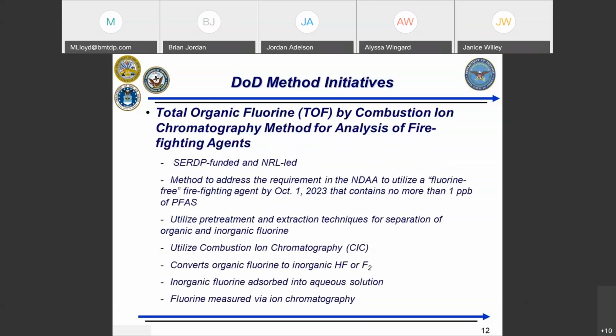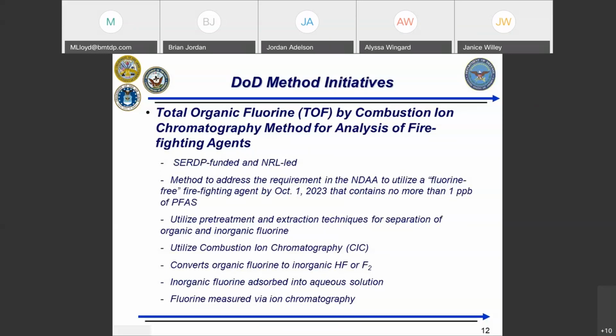And lastly, the newest initiative, the evaluation of total organic fluorine in firefighting agents method. This effort is funded by CERTUP and is led by the Naval Research Laboratory, NRL. Why does DoD need this method? That's really simple. The 2020 NDAA, or National Defense Authorization Act, prohibits the procurement of AFFF containing greater than 1 ppb of PFAS after October 1st of 2023. So we're moving away from fluorosurfactant-based AFFFs to other firefighting agents that are yet to be determined, as we currently have no means of quantitating total PFAS in these yet to be determined agents.